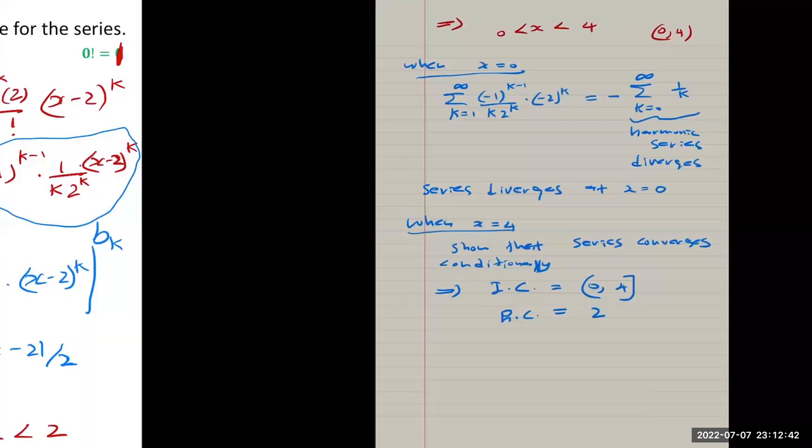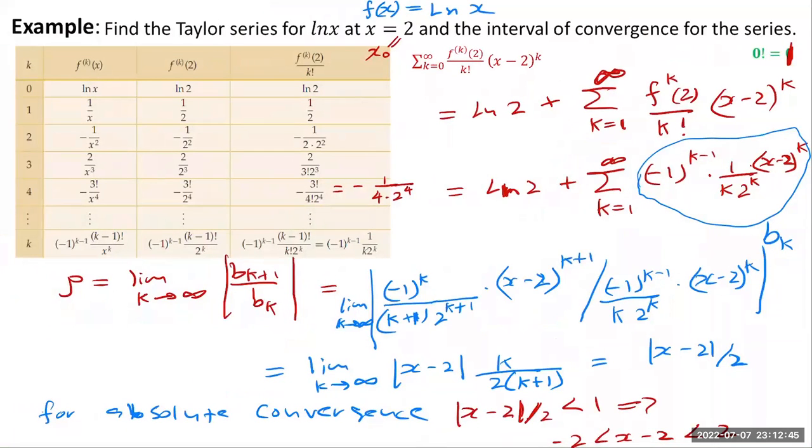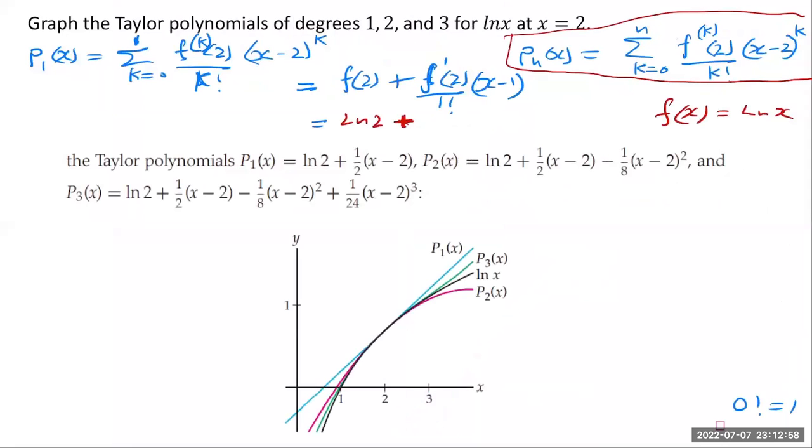f prime of 2 you can copy from the table. f prime of 2 is just this one, right? f prime means f1, the first derivative. k is equal to 1 means the first derivative. First derivative, f1 of 2 means 1/2. It's just 1/2, times x minus 2 here. Pardon me, it should be x minus 2, okay? All right, this is the first polynomial.